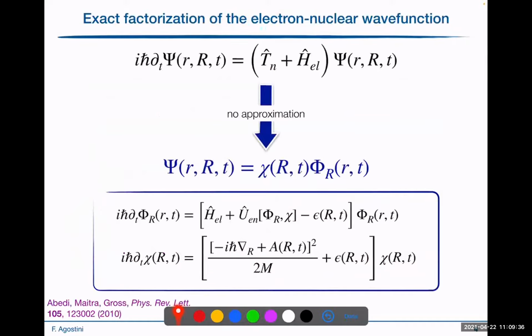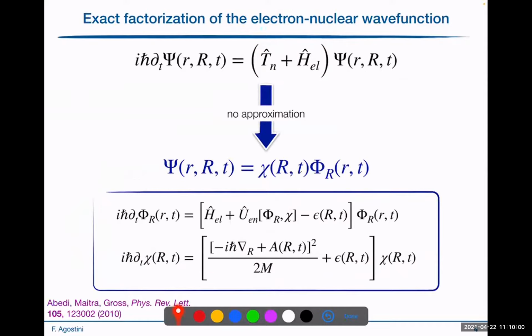What we want to do is solve the time-dependent Schrödinger equation for a system of interacting electrons and nuclei. The molecular Hamiltonian contains the nuclear kinetic energy, and the electronic Hamiltonian contains the electronic kinetic energy and the interaction potentials. Psi here is the molecular wave function. Without doing any approximation, we can write the molecular wave function as a single product of a nuclear wave function and an electronic term.